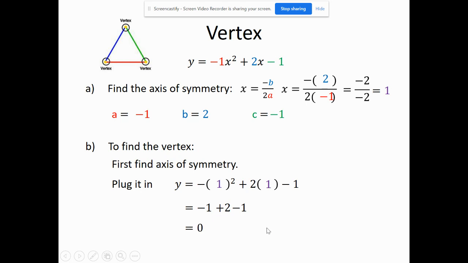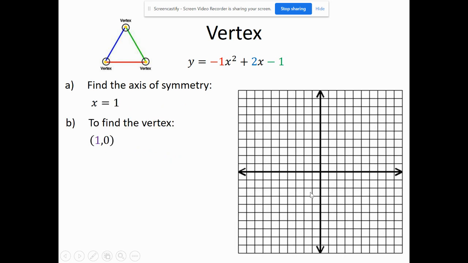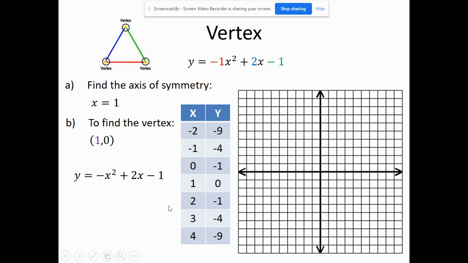So my vertex will actually be at the point (1, 0), and the axis of symmetry is x equals 1. If I want to graph this, I'm going to go here. I just plotted the points out from the calculator. And if I graph this, we can see that because it's negative, this time the graph is going down.